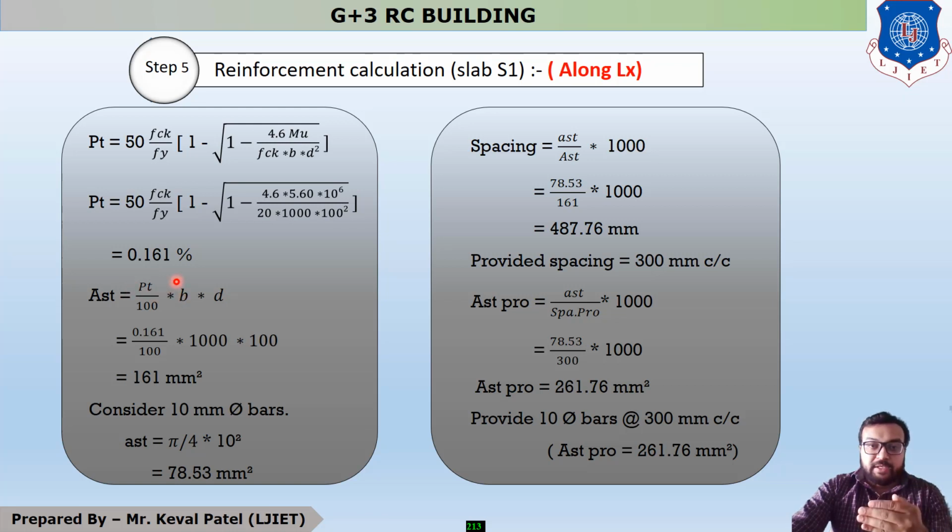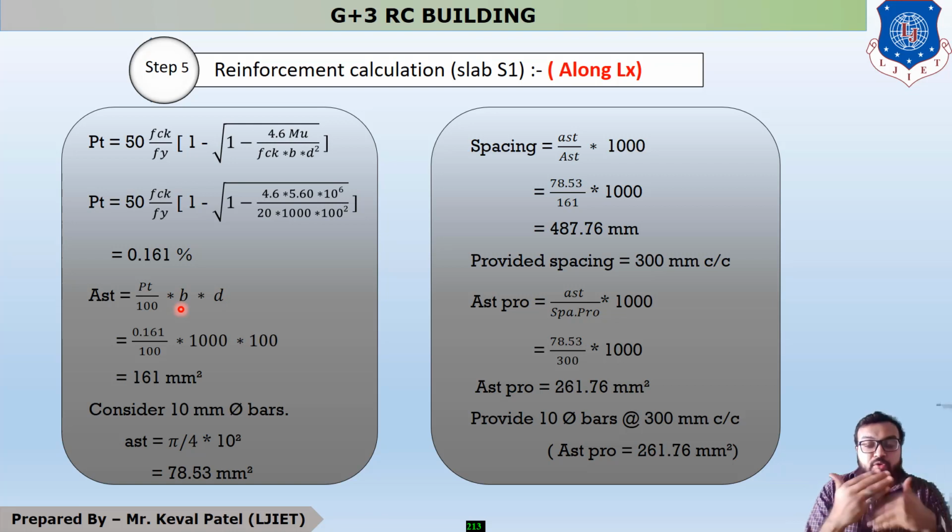After finding out the PT, the next step is to find AST. So what is the equation of AST? The equation of AST is PT b d upon 100. Now your value of PT is 0.161 percent divided by 100 into b. Now what is the value of b? The value of b is equal to 1000, because we have to calculate all the forces per meter length.